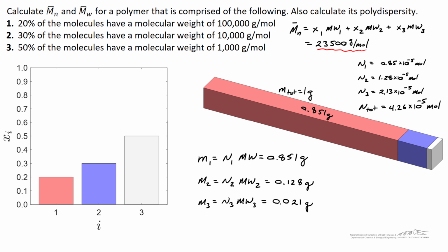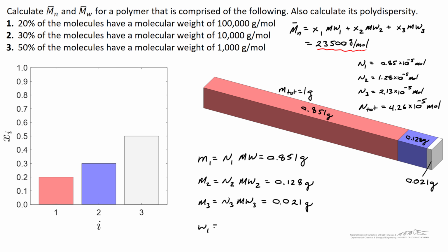And I could do the same calculations for our medium molecular weight, find that 0.128 grams of our sample is comprised of that material. And then finally, despite the fact that half of the moles are comprised of that low molecular weight material, only 2% or so of the mass is comprised of that. So 0.021 grams of that low molecular weight material. And to check our work, if I add up the 3 different types of material, I do find that I come up with a total mass of 1 gram.